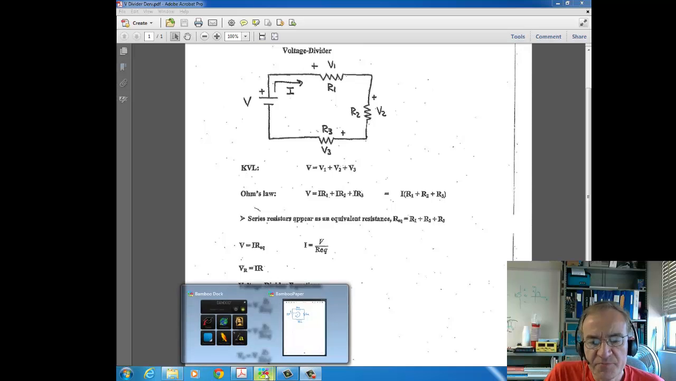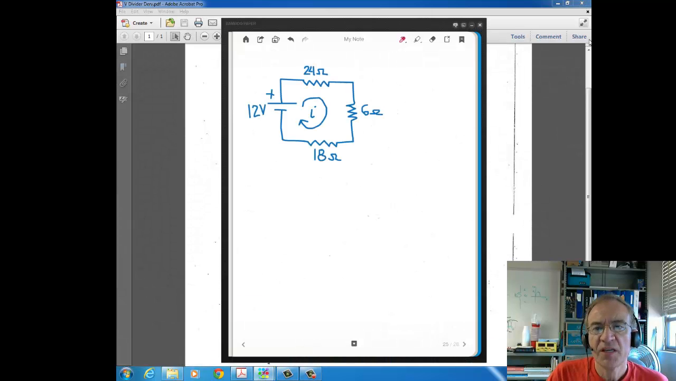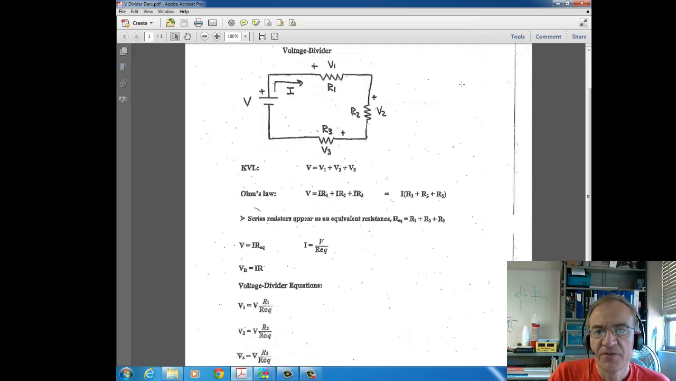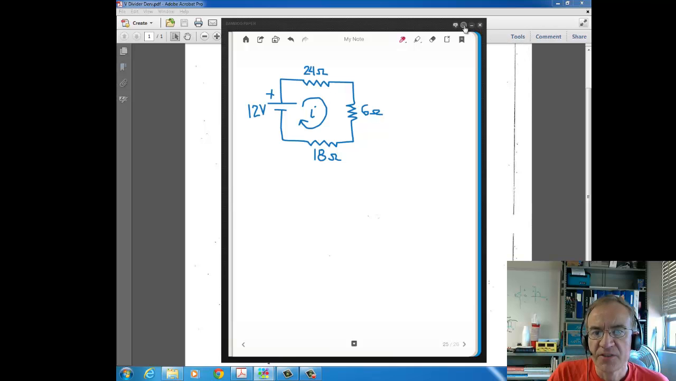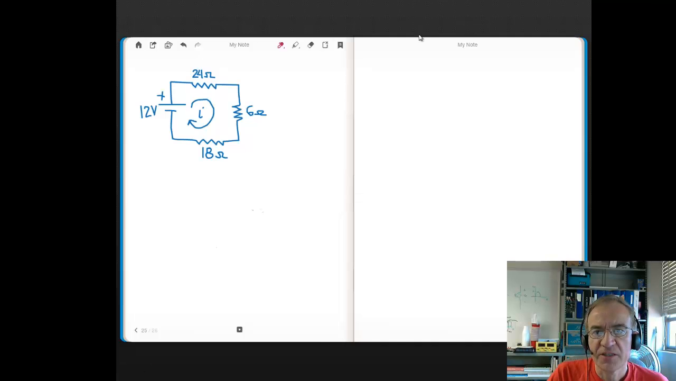So next, let's do a problem where first we solve it without the voltage divider equation, and then we solve it using the voltage divider equation, just to show we get the same answers. Here we have three resistors, just like the diagram we did the derivation in, just now we have numerical values. We would start off finding the R equivalent, which is just adding those resistor values up. So 18 plus 6 plus 24, that's 48 ohms.